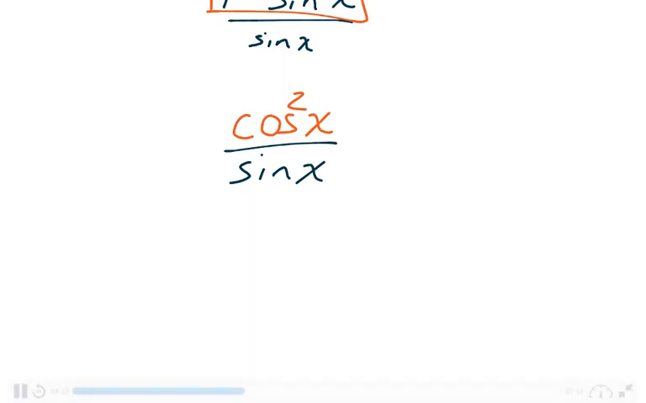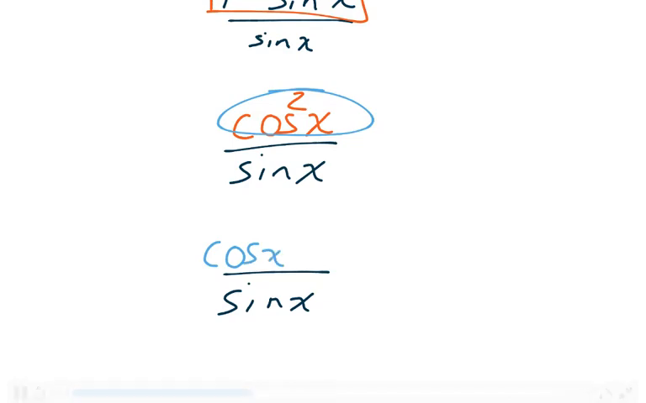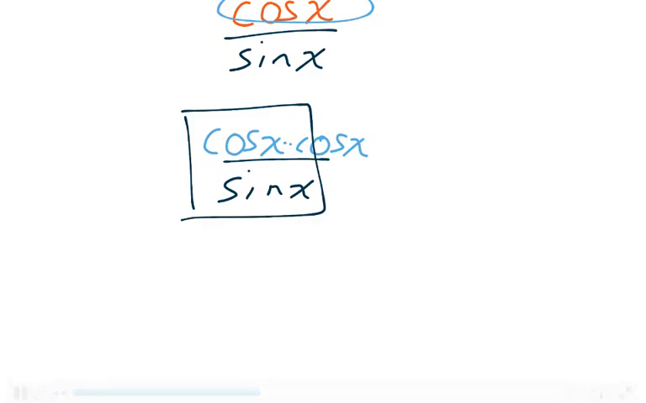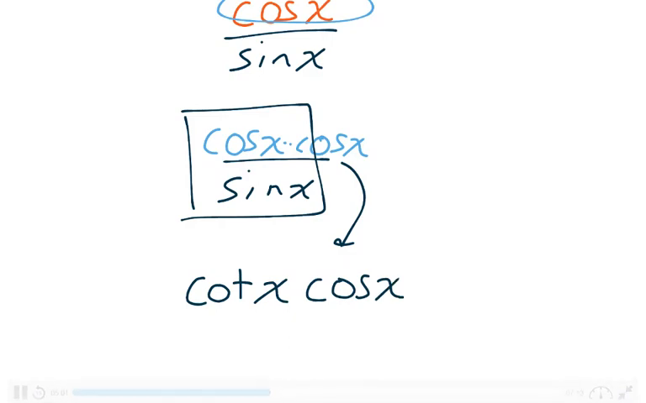Now, there's another little trick in this problem. You want to recognize that cosine squared that I circled in blue can be rewritten as 2 separate cosines that are multiplied together. Now, when I write that as 2 separate cosines, it allows me to see a special cosine over sine that is coming from at least part of that fraction. And now that cosine over sine that I put a box around is the same as cotangent. Of course, I'm still left with this cosine. It doesn't change. And so now I have cotangent times cosine.